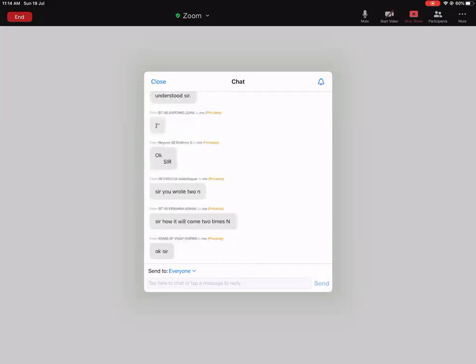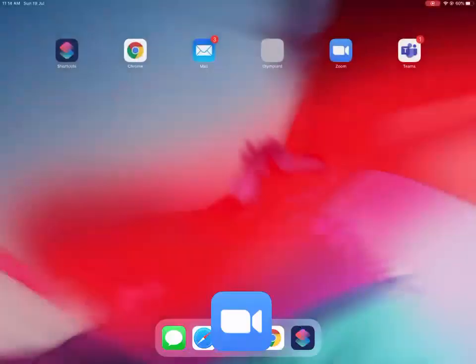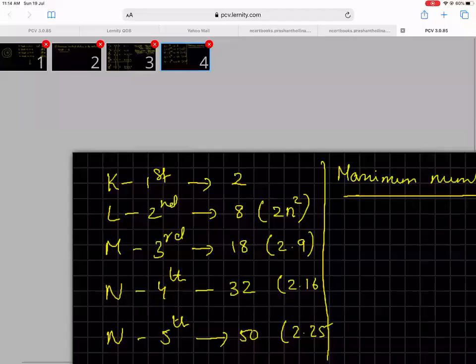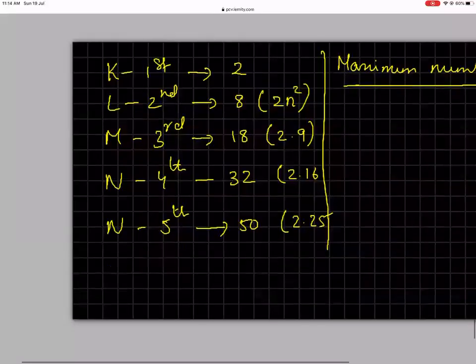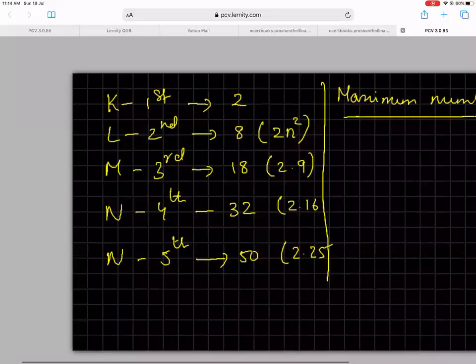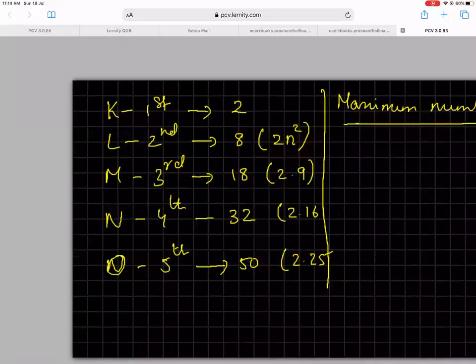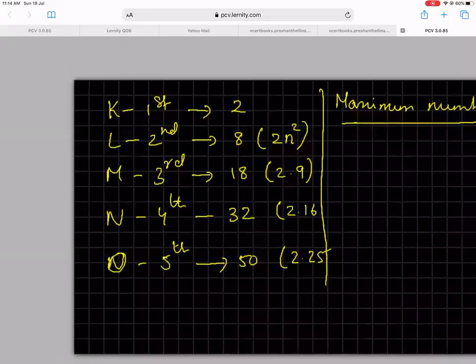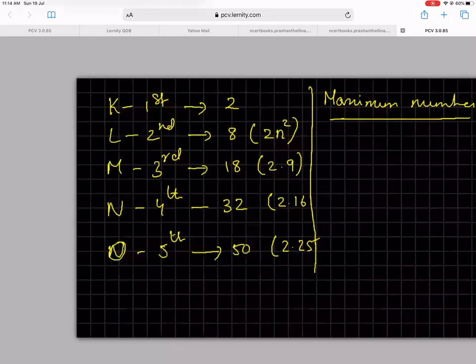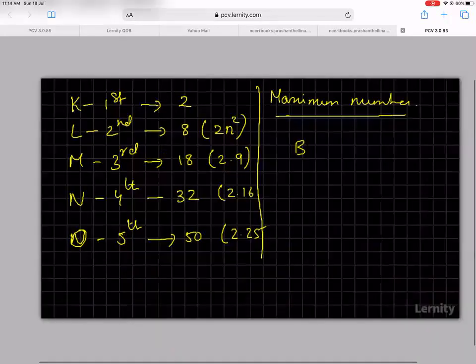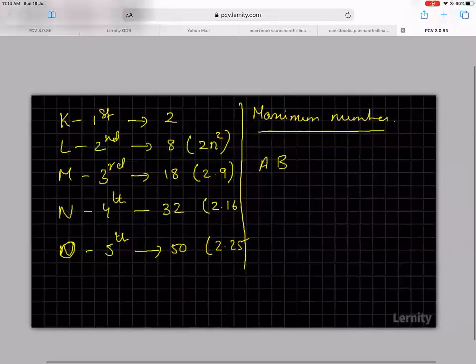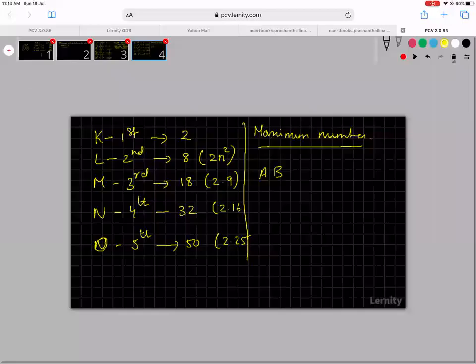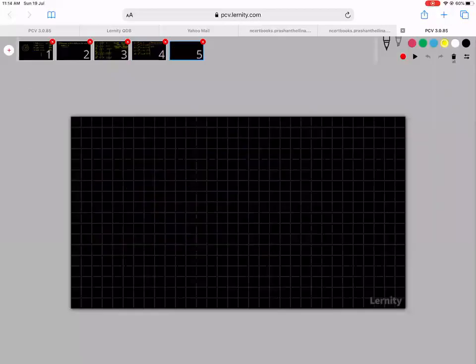Where did I write 2 times n? K, L, M, N, O. Please work on all those things. Please don't just copy from the board. If I write A like this, I'm sure you know how A is written, so you write A. Please don't copy from what I have written. Please apply your minds and then work. That is the aim. The aim is not to write down what I am writing in my notebook.